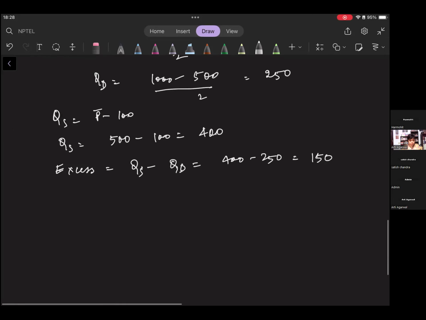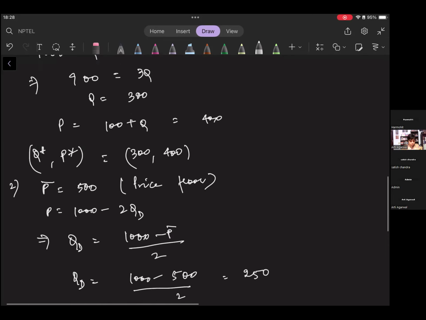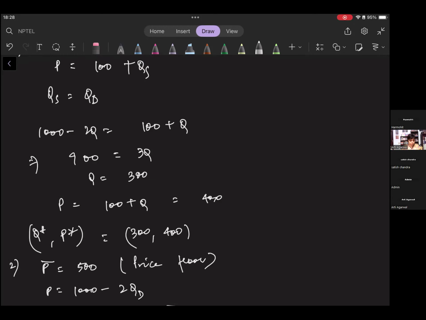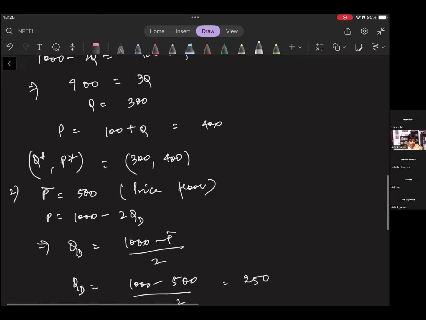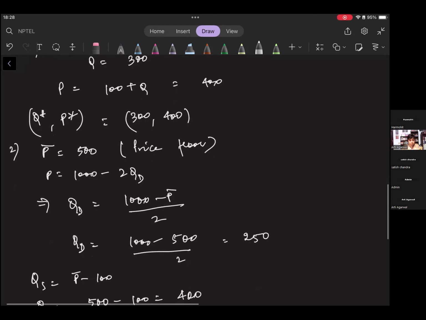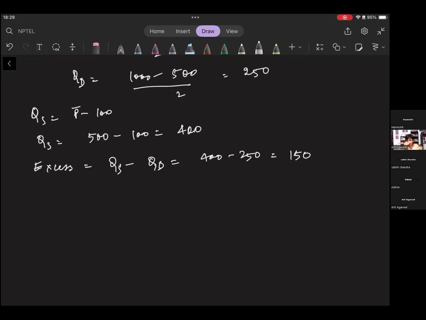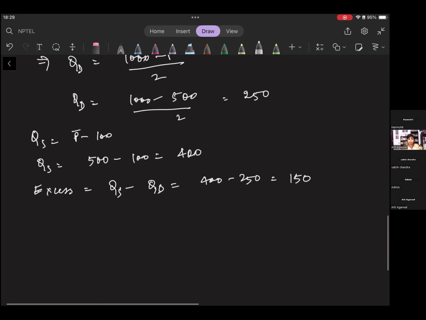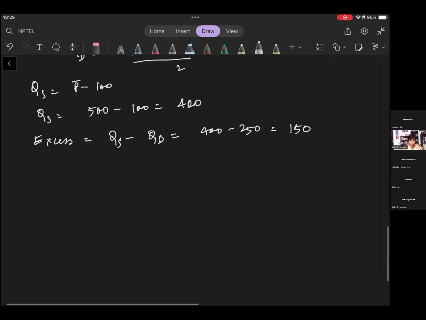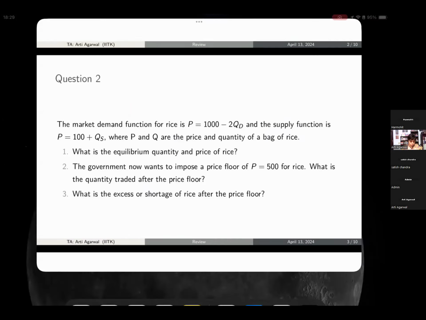This is the excess. Now, as you can see, initially, when there was no intervention from the government, quantity was 300, right? Now the quantity has actually reduced and there is a surplus. There are a lot of rice bags basically lying around which are not getting sold. Only 250 is getting sold, whereas more than that could have been sold in the general equilibrium. So this is just one of the takeaways. Let me see if there was any other question.